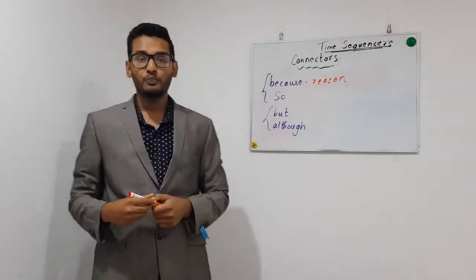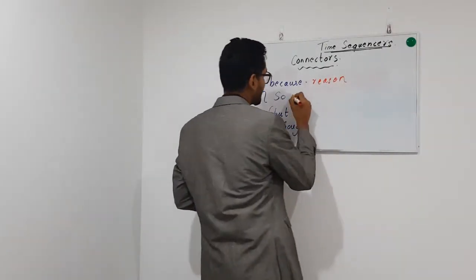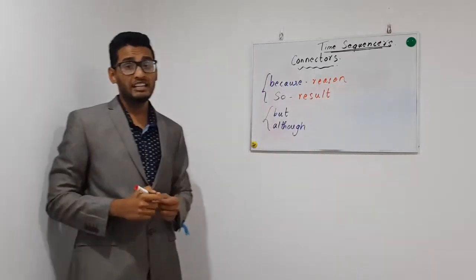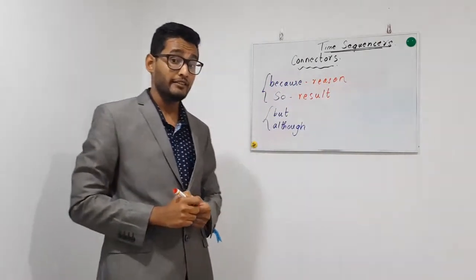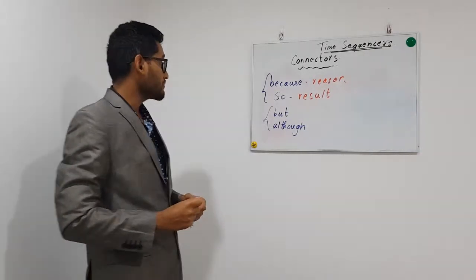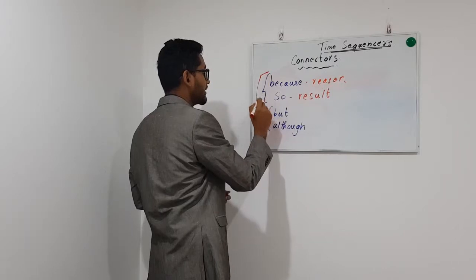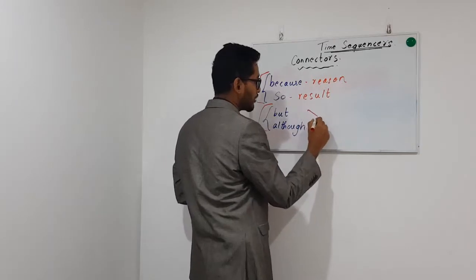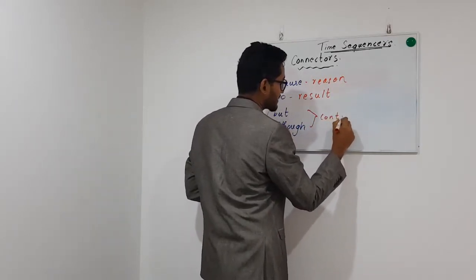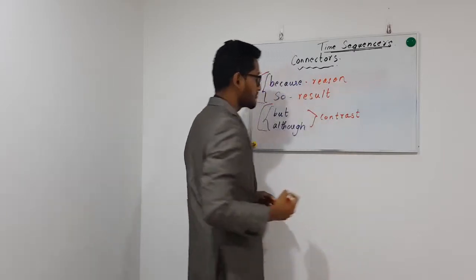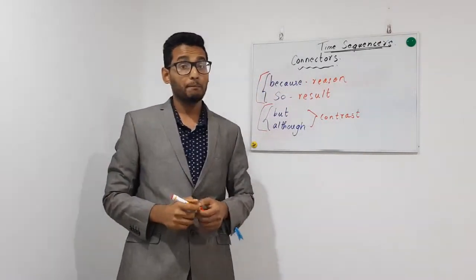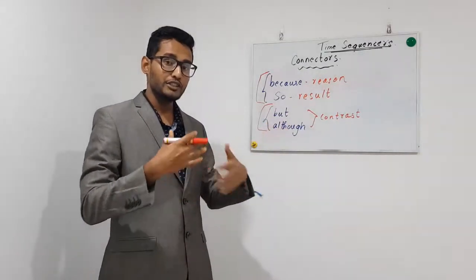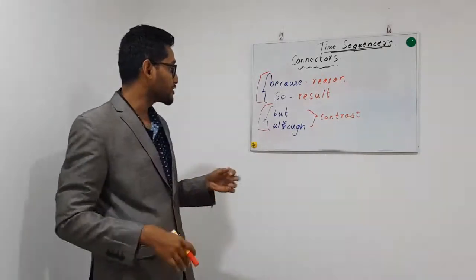Then we move on to so. Why do we use so? So is basically to express a result of something. He didn't work hard, so he failed. He didn't run fast, so he missed the bus. So I've categorized these 2 into one section, and the other one is but and although. But and although are both used to express a contrast. I couldn't come to the wedding, but I brought you a huge present. So it's used as a contrast between 2 situations.